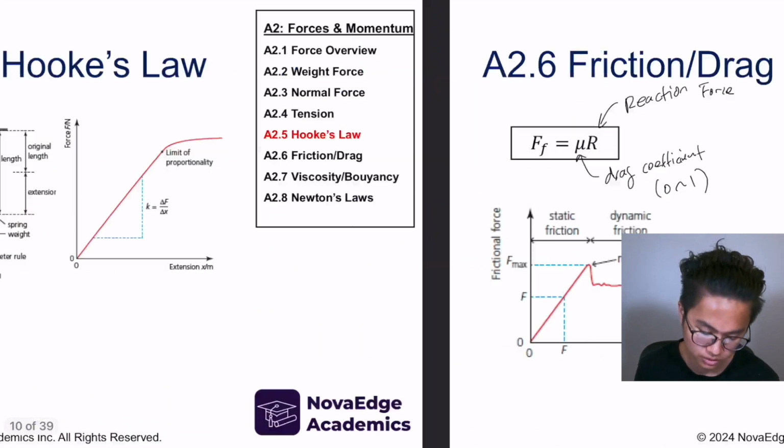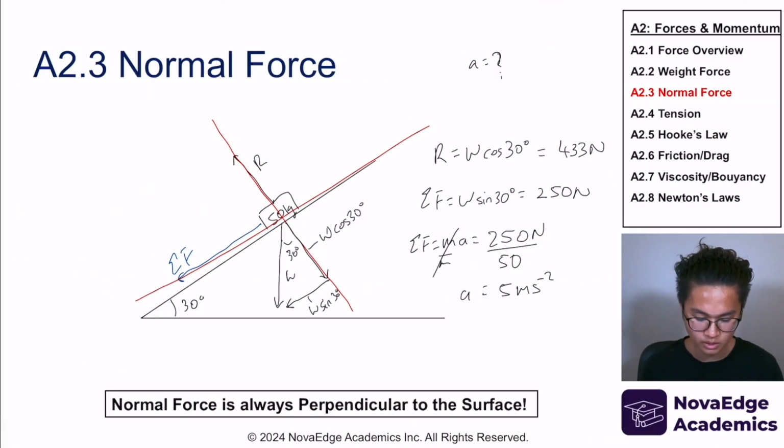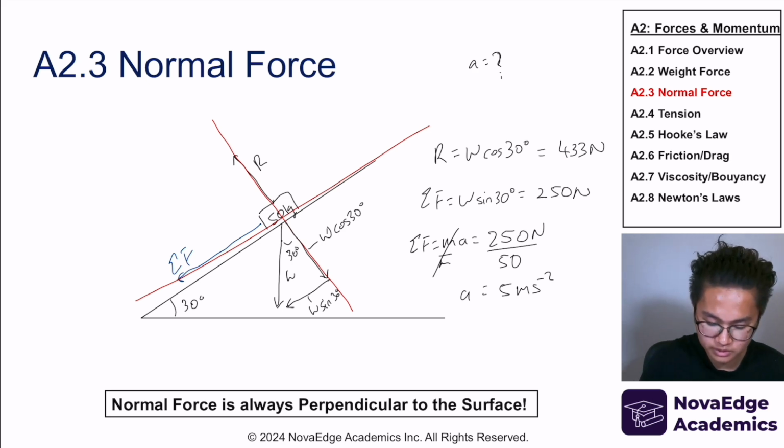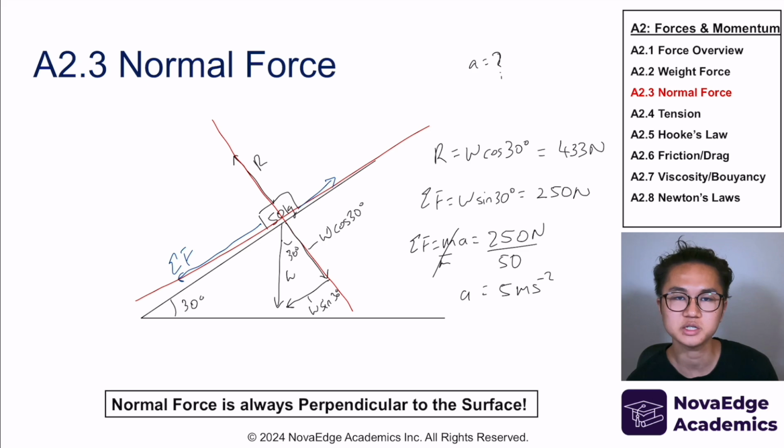I can also include this in the problem set that we did. I just said that the net force is equal to W sine 30, right? But what if there's a friction force? What if there's a friction force going this way? Because remember, friction force is a resistive force.